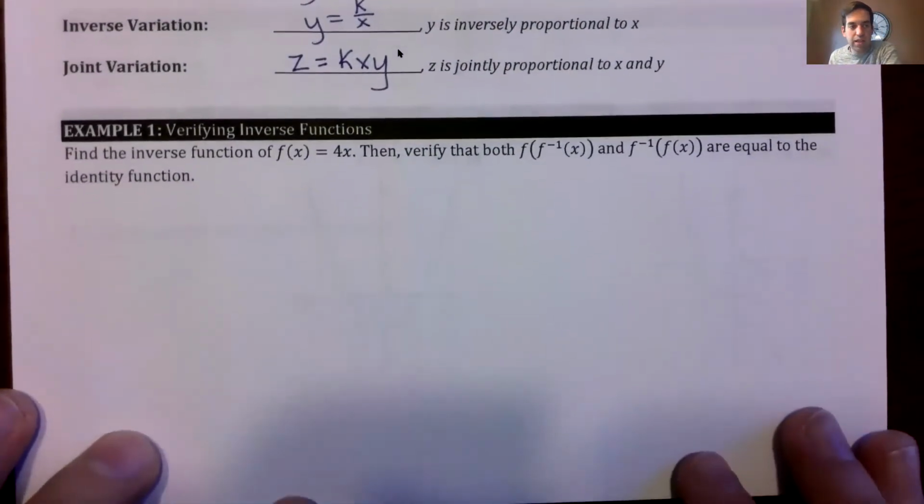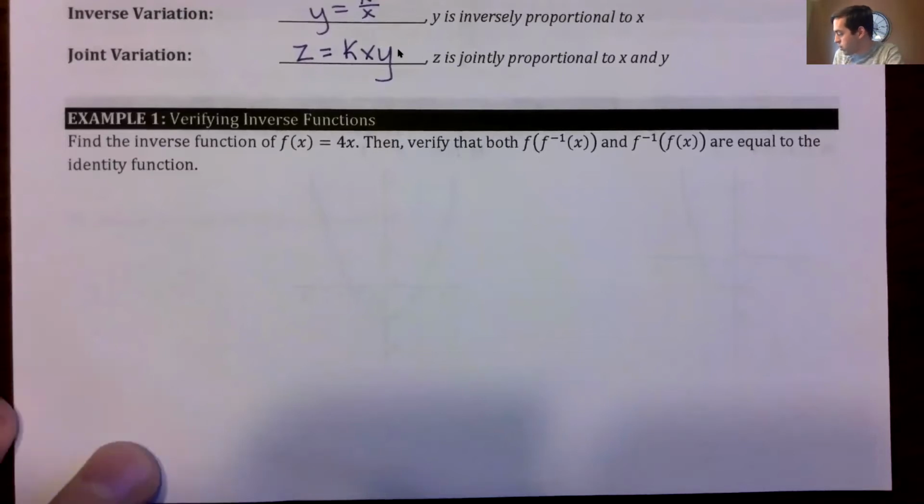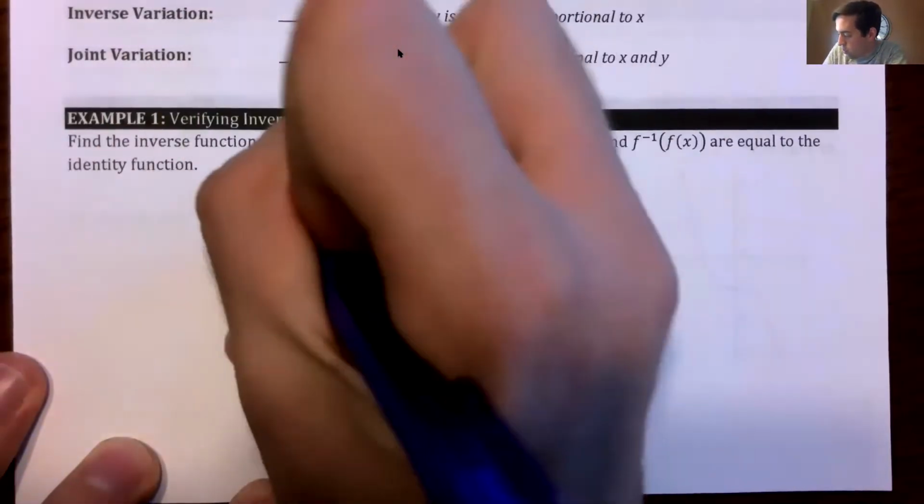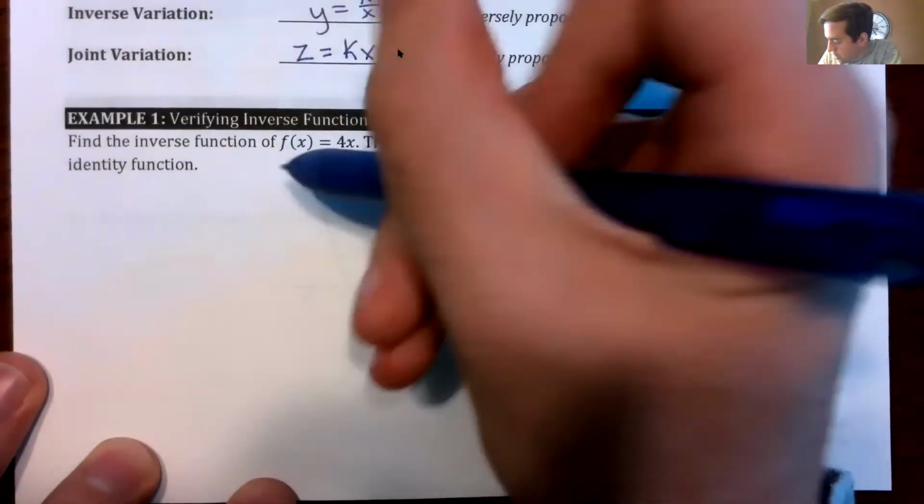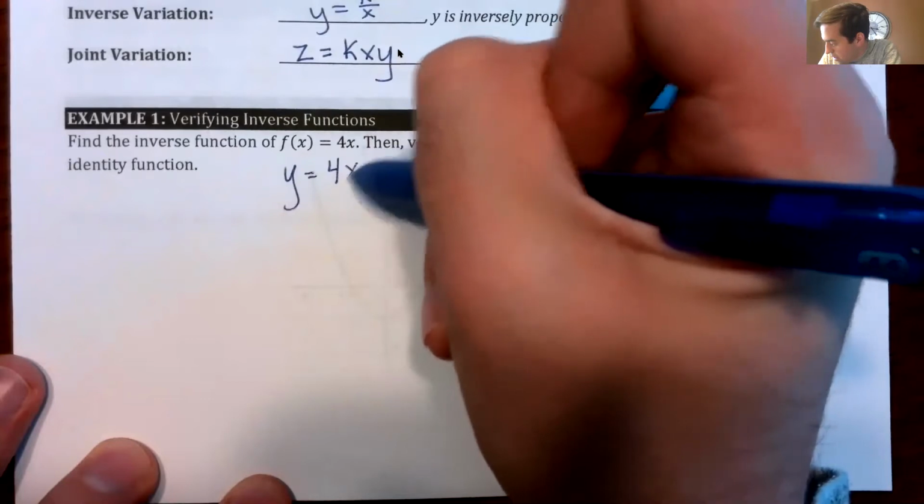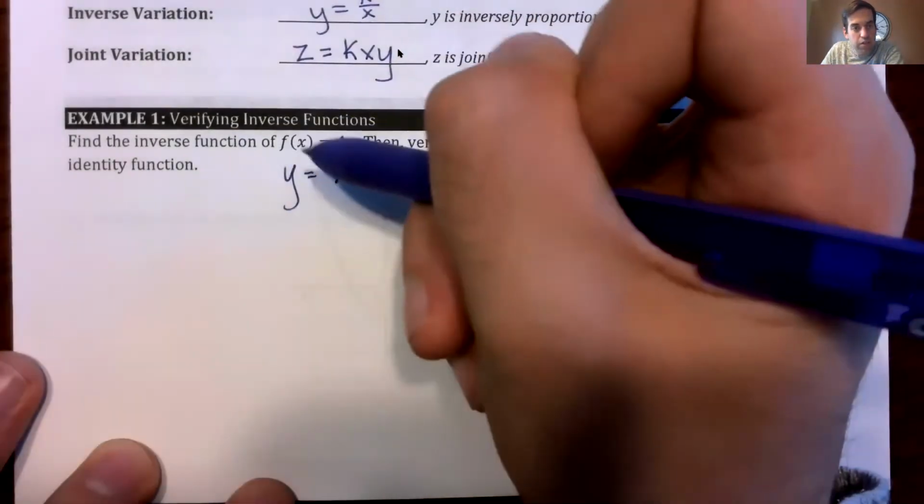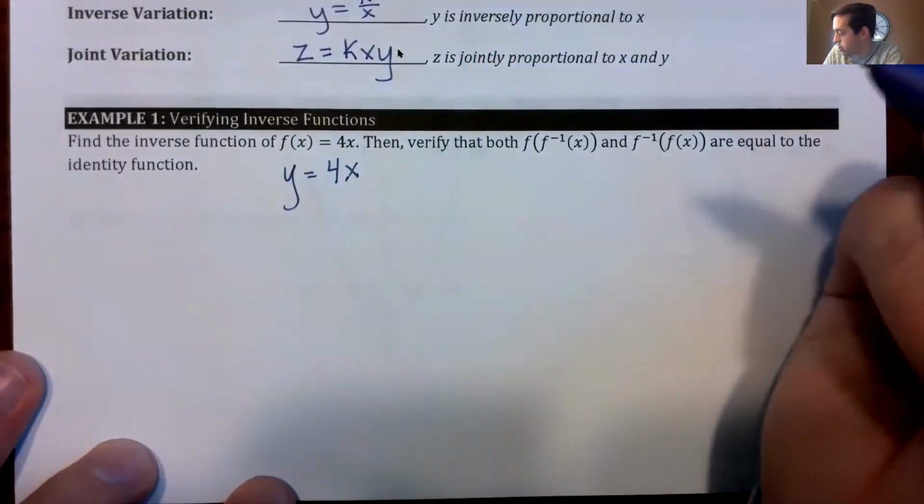All right, let's take a look at example 1 here. We're going back to inverses for now. So find the inverse function of f of x equals 4x. So first we're going to do that. We're going to start with f of x equals 4x, and the first thing we're going to do is rewrite this with y instead of f of x. It means the same thing, right? That's just function notation. This is our standard notation.